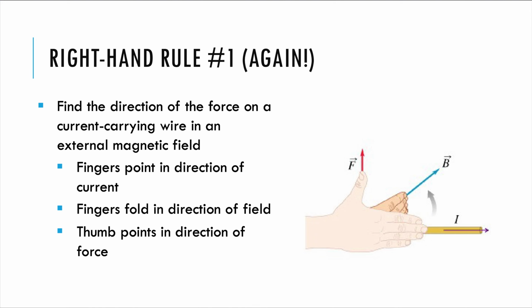So the cool thing is that we can use the same right-hand rule that we learned about previously for the force on a moving charge to find the direction of the force on a current carrying wire. We place our fingers in the direction of the current, where before we were placing the fingers in the direction of v. We fold in the direction of B, just like before, and then our thumb is going to point in the direction of the magnetic force.